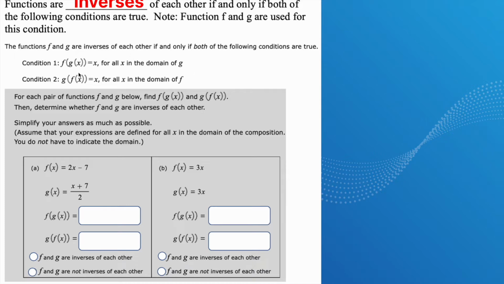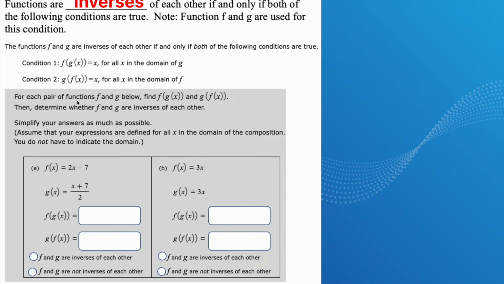And then same thing, we have to be able to send f of x, the result of f of x, through g of x and get x. So we have to be able to do this for both functions. If I find one function and send it through the other, I should get x. That means it's its inverse. It's kind of undoing what's being done.